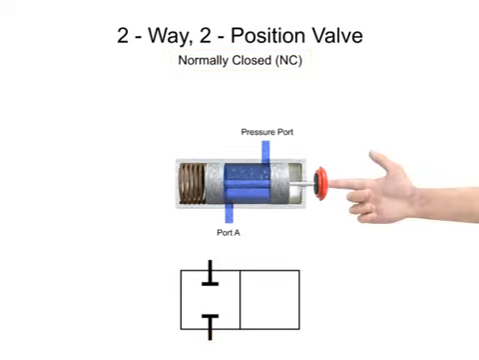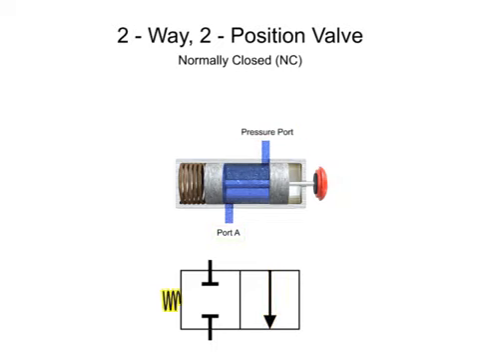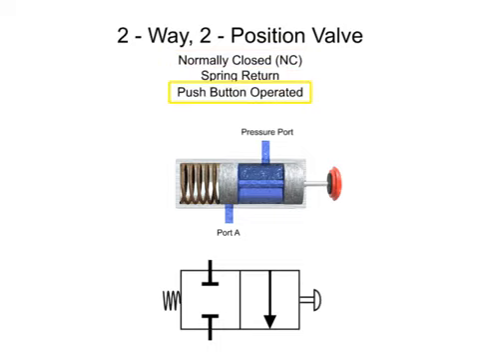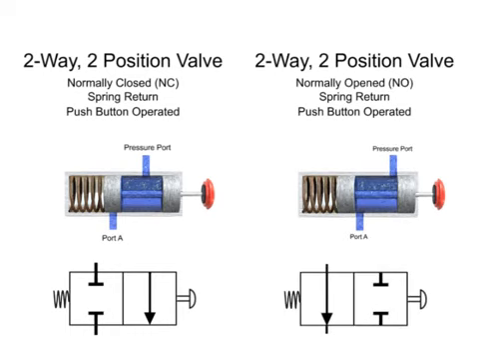When the valve is actuated, fluid is allowed to flow from the pressure port to port A. A spring returns the valve to its normally closed position, and a push button actuates it to the open position. Therefore, this valve is a two-way, two-position, normally closed, spring return push button operated valve. While it is similar to the previous example, the differences in the normal position make it a distinctly different valve.